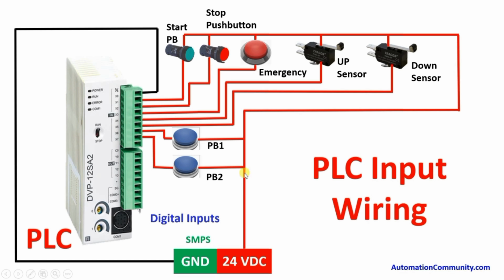Now we will take the 24 volt supply, and this supply we will connect at the one terminal of each of the inputs that you can see over here. After that, another terminal of the start button we will connect to X0 position, stop button to X1 position, emergency to X2 position, this limit switch to X3, and this down limit switch to X4 position. Similarly, this push button to X5 position, and this push button at X6 position. So you have to remember the address of each input, because this is essential while doing the programming.